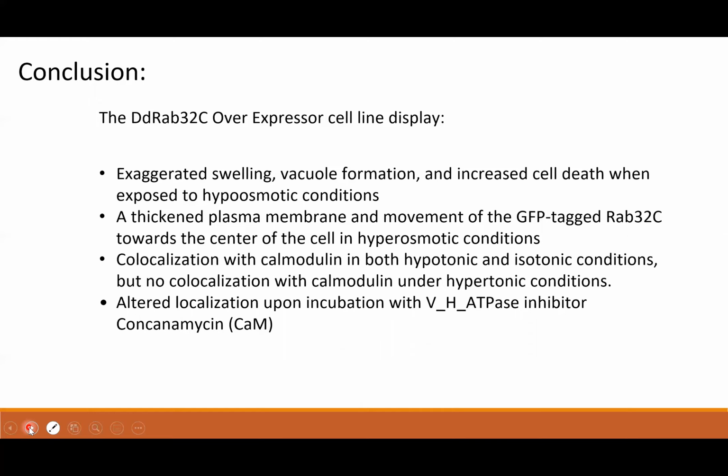When it's put in hyperosmotic conditions, it does form a thickened plasma membrane and movement of the GFP-tagged Rab32C towards the center of the cell. It colocalizes with calmodulin in both hypotonic and isotonic conditions, but not under hypertonic conditions. And you do see an altered localization upon incubation with concanamycin. And this seems to inhibit the colocalization of Rab32C with the contractile vacuole network.